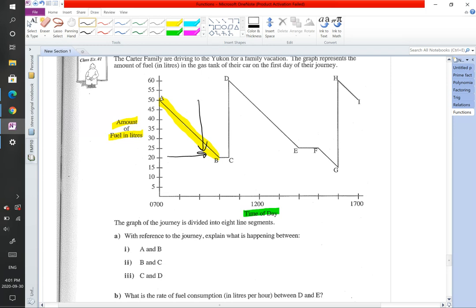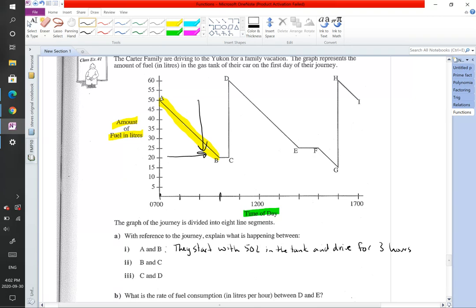If I had to guess, I would say they start their journey. They start with 50 liters in the tank and drive for, well, they go from 7 o'clock, 8 o'clock, 9 o'clock, 10 o'clock. So they drive for 3 hours. I think that makes sense.